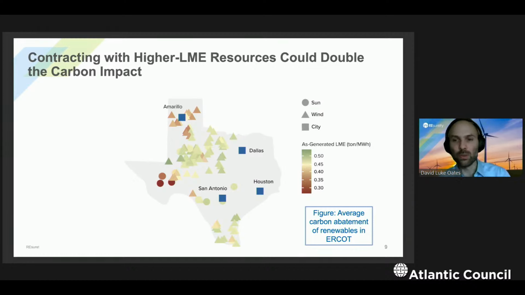And then you can see a smattering of green and yellowish triangles in the central northern part of the state and the southern part of the state. Those are all relatively effective at displacing carbon, but there are some project by project differences that are determined by the generation profile of those facilities, which can be different, and also the interconnection voltage, the voltage at which they inject into the power system, which can also affect their LMEs.